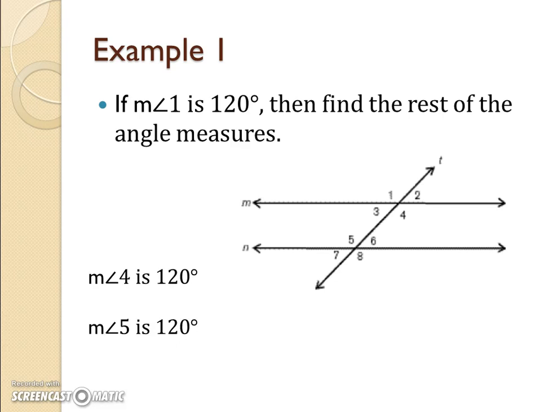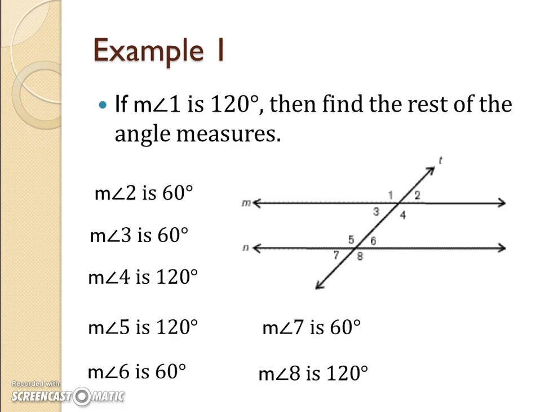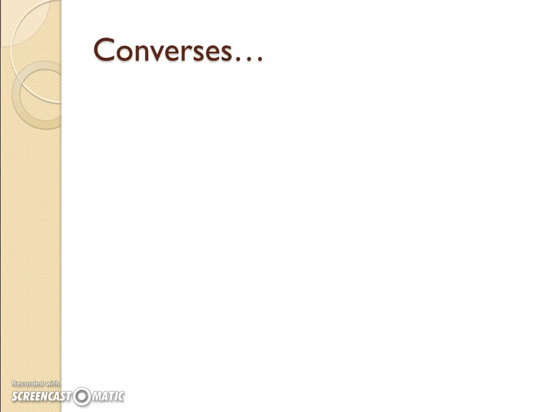All right, angle 2 is supplementary with angle 1 because they form a linear pair, so we do 180 minus 120, we get angle 60. And that means all of the acute angles are then 60. So angle 3 being vertical with angle 2 is 60. Angle 6 is alternate interior to angle 3, so it's also 60, and then angle 7 is vertical to angle 6, so it's also 60. So that is a quick numerical example.